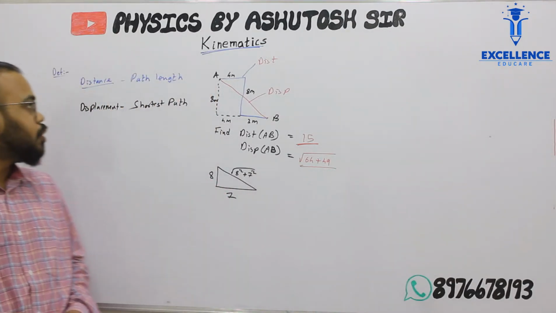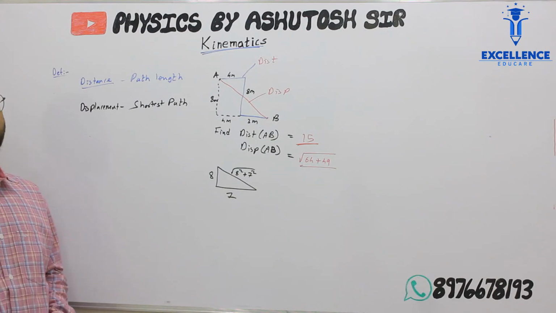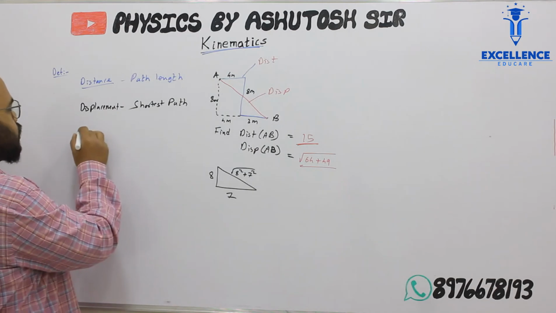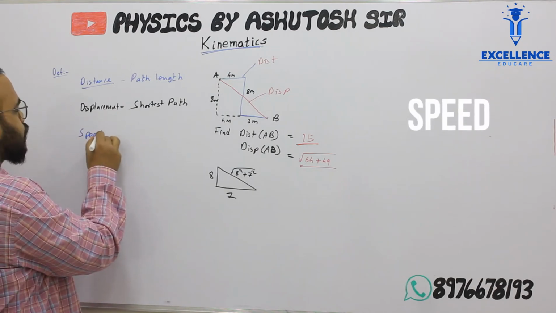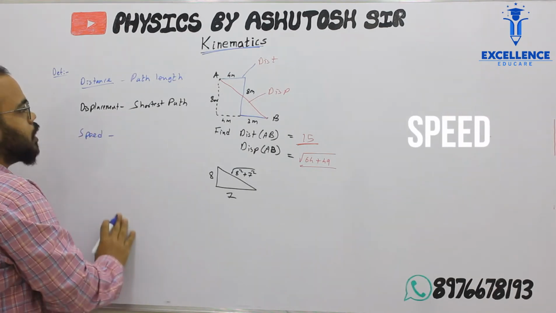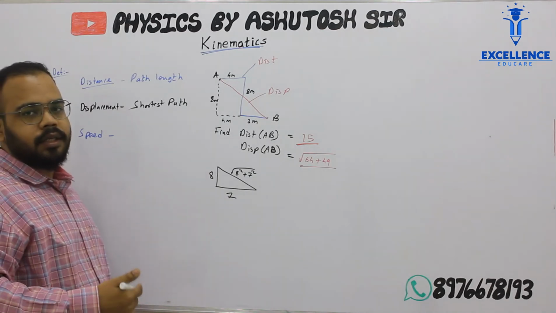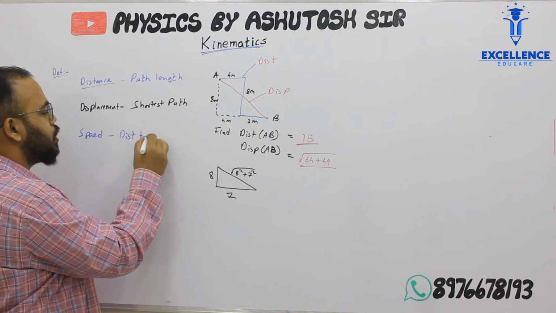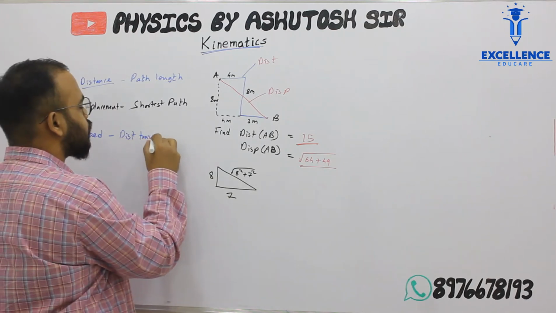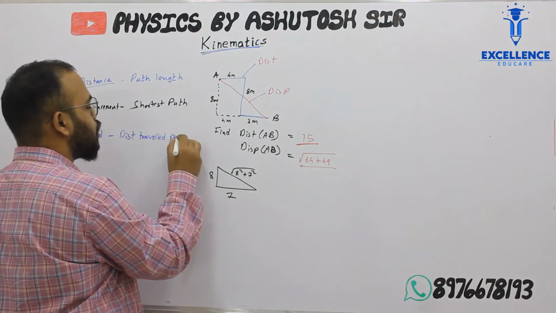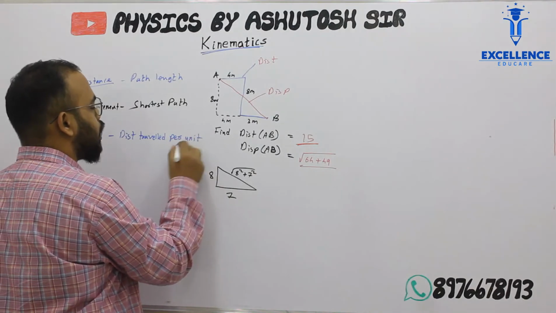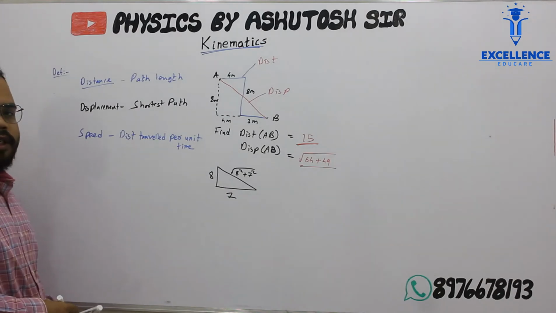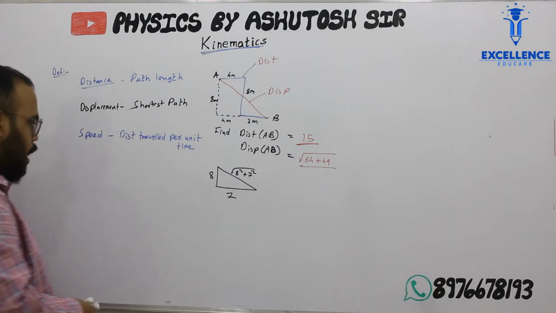Now let's move on to the third definition, which is velocity. First we can see speed. What is speed? In simple terms, I can say speed will be distance traveled per unit time. My speed will be distance traveled per unit time.